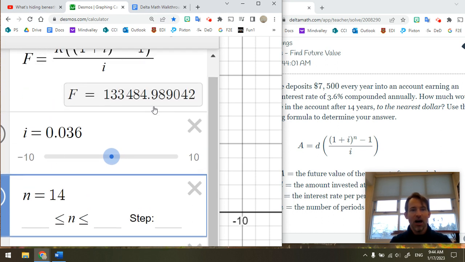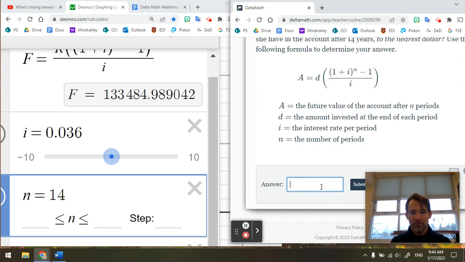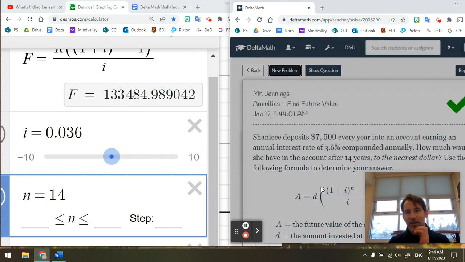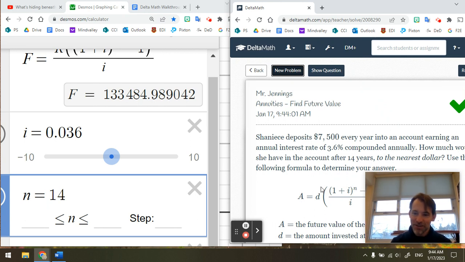We will have 133,000. We want it to the nearest dollar. That's 133,485. Hooray! Okay, so Desmos can answer these very quickly and get you some good answers.